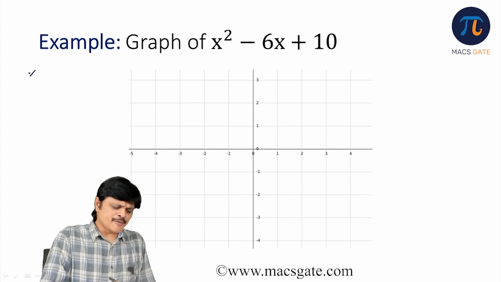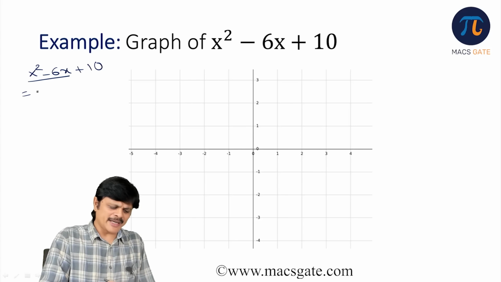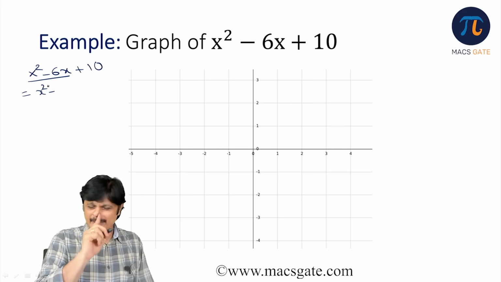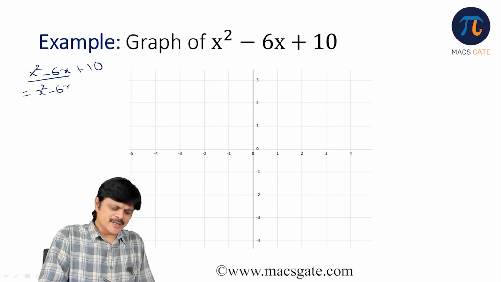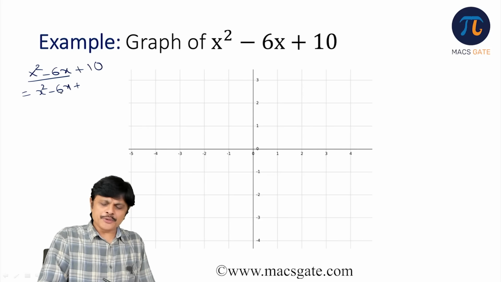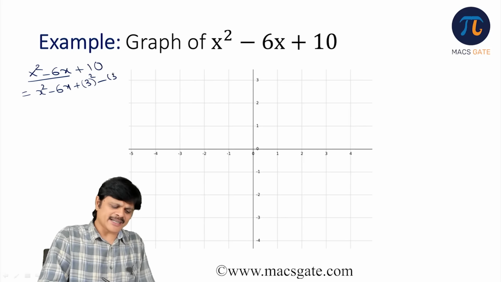What we need to do is we make a perfect square out of it. x square minus 6x plus 10 is there, no? You make it a perfect square. x square minus 6x is there, no? a square minus 2ab plus b square. So if it is 2ab, 2 into 3x, so 3 square should be there. So you just make 3 square: add 3 square and subtract 3 square.